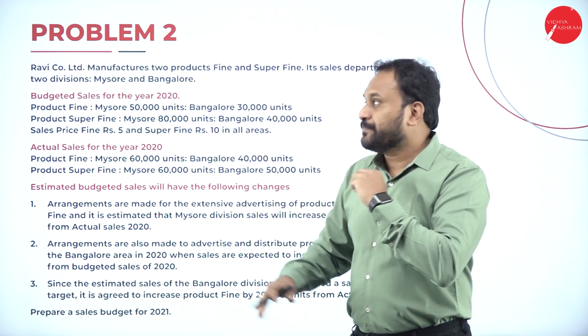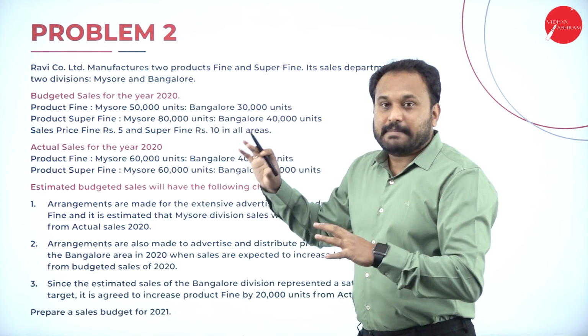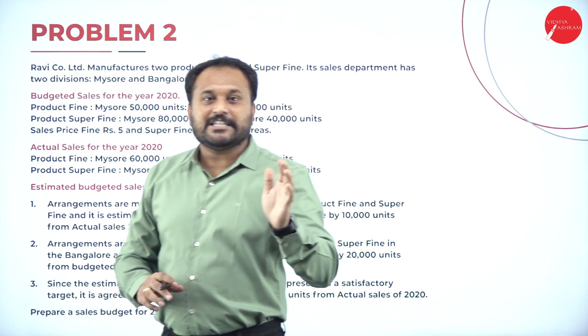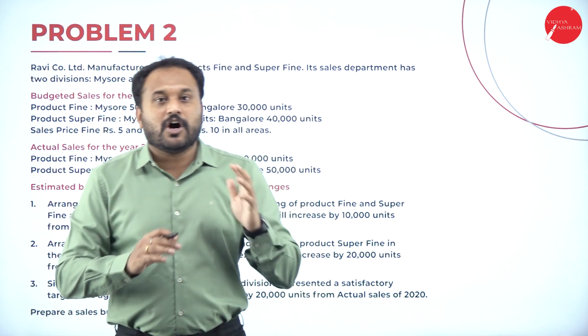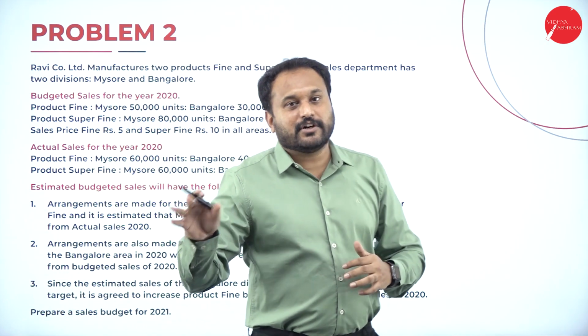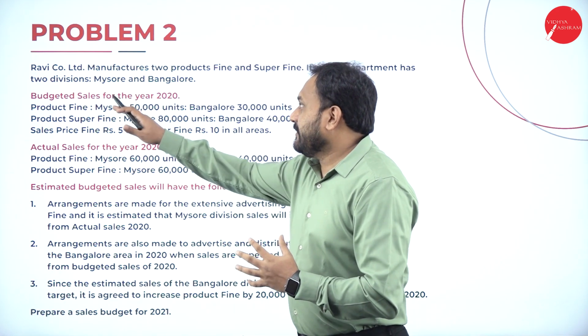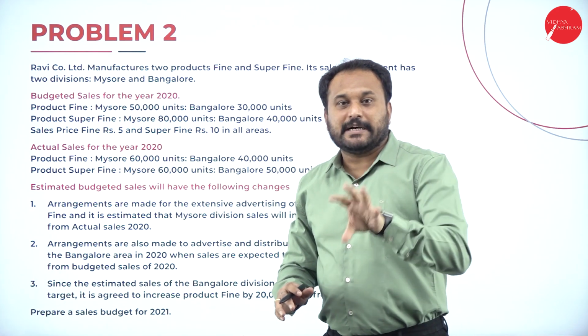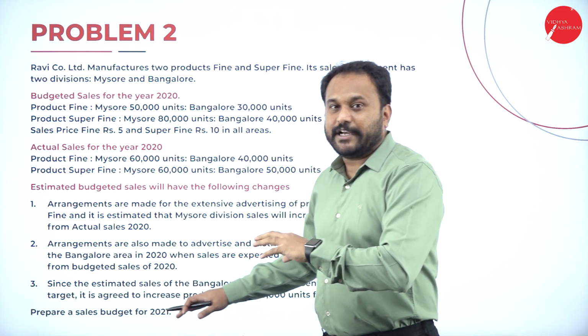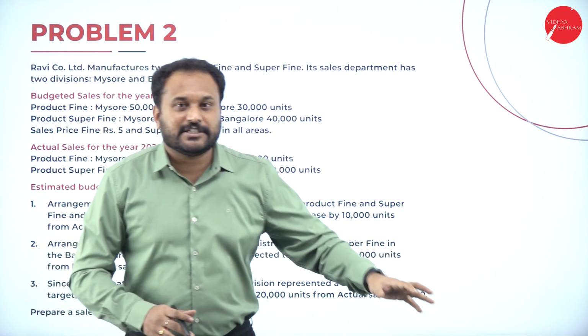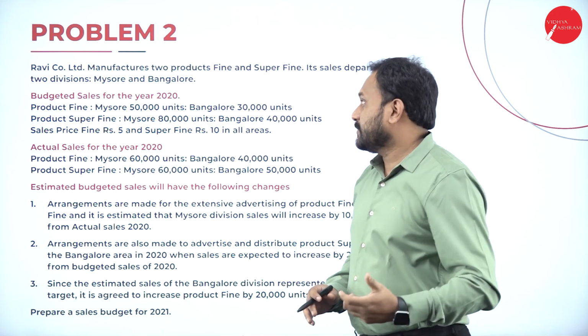So the heading will be Ravi Company Limited. You should go with a heading called sales budget for Ravi Company Limited, or Ravi Company Limited sales budget for the year 2021. So sales budget for the year 2021 of Ravi Company Limited, or Ravi Company Limited sales budget for the year 2021, is what you are supposed to write.